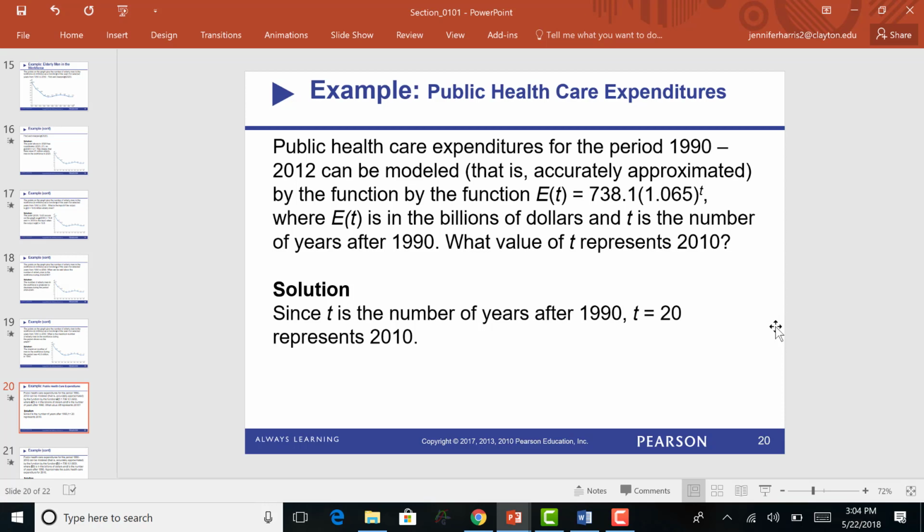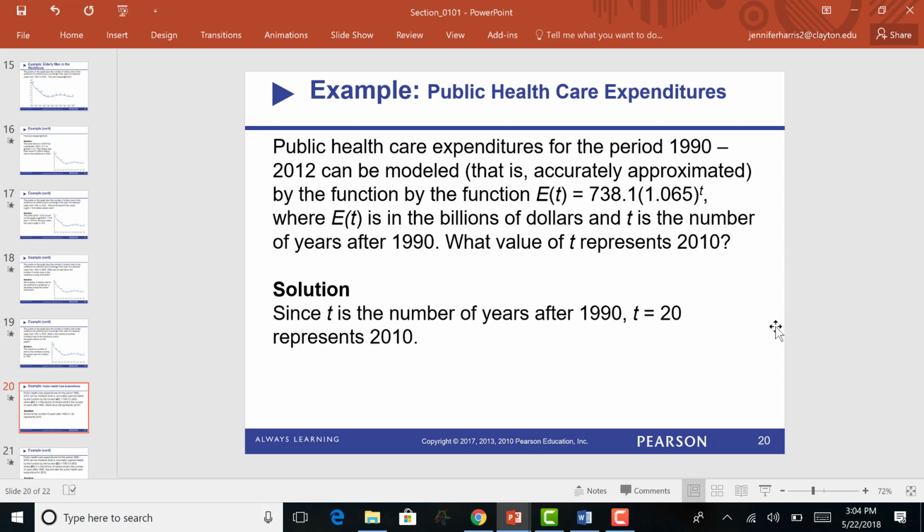All right, so they're giving you an equation modeling the expenditures for public health care. What's the equation? E of T is equal to 738.1 times 1.065 raised to the T power. Now I need to know where E of T is in the billions of dollars and T is the number of years after 1990.